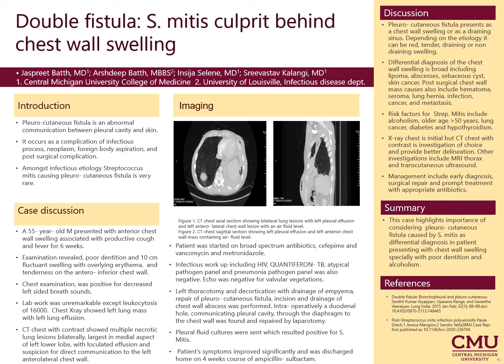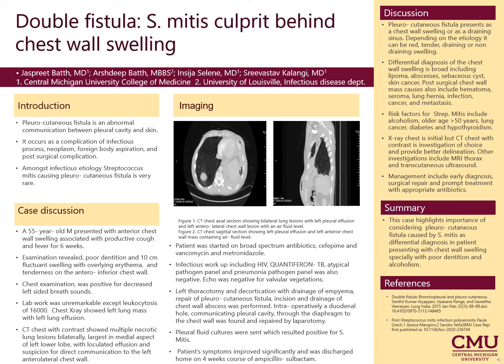Initial vitals were stable. On general examination, the patient had poor dentition and a 10 centimeter fluctuant swelling with overlying erythema and tenderness on the anterior-inferior chest wall. On auscultation, chest examination was positive for decreased left-sided breath sounds. Lab work was ordered, which was pretty much unremarkable except a WBC count of 16,000. Imaging was ordered, which revealed a left lung mass with left lung pleural effusion.